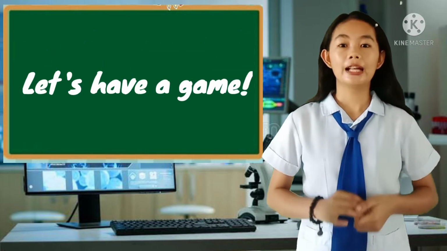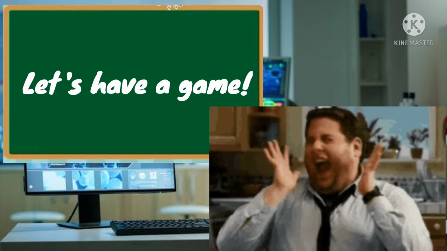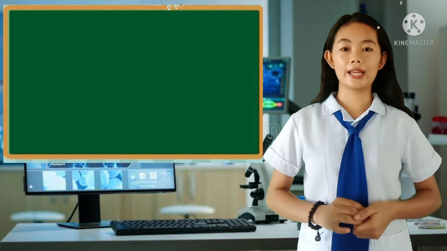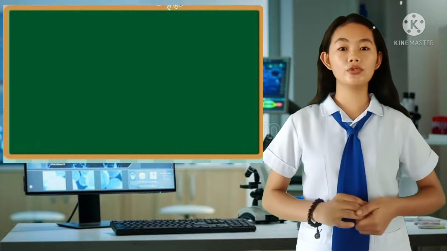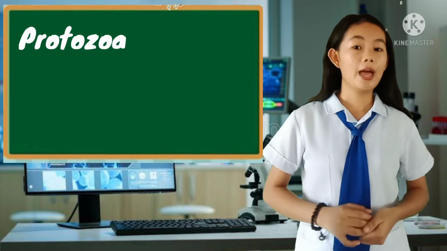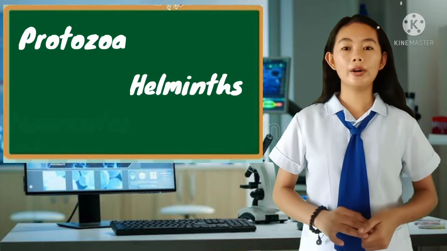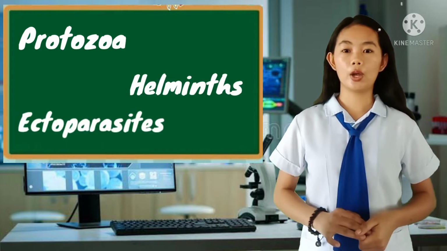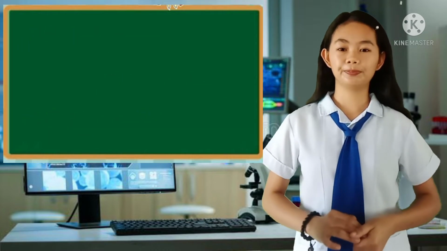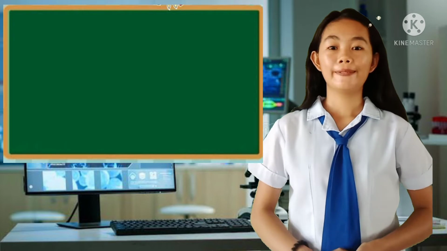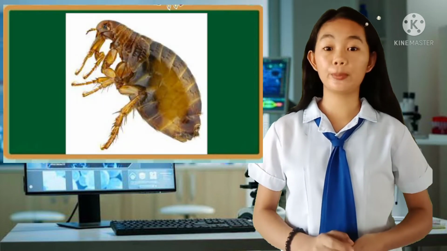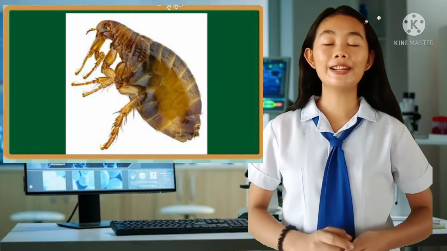But before that, let's have a game. All you need to do is guess what type of parasite I'm going to flash on the screen. Is it a protozoa, a single-celled organism, helminths, a worm parasite, or an ectoparasite that lives on the host, meaning lives from outside the host? Now, let's start. Number 1 is fleas. Where do you think fleas belong? Is it from protozoas, helminths, or ectoparasites?